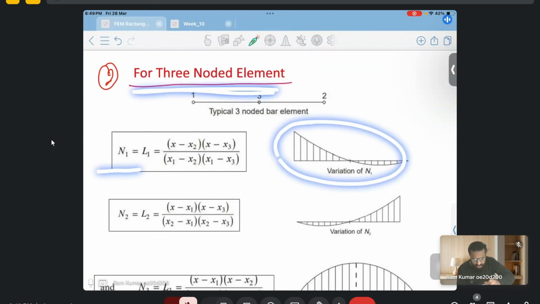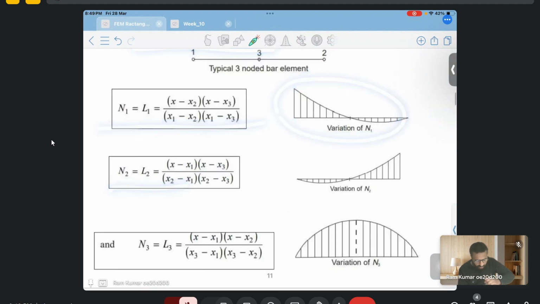Then similarly for this 3-node element, we can get the shape functions 1, 2, 3 by using that same concept, the Lagrangian polynomial method.